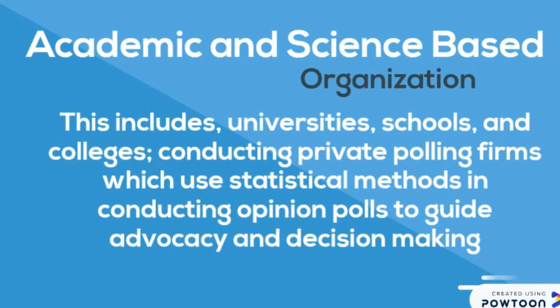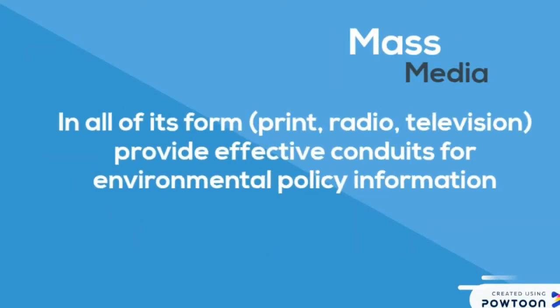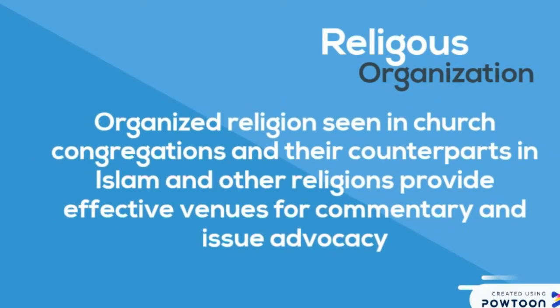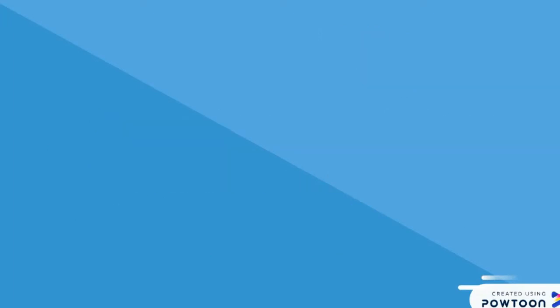Letter B. Mass media. In all of its forms, print, radio, television, provide effective conduits for environmental policy information. Letter C. Religious organization. Organized religions seen in church, congregation, and their counterpart in Islam provide effective venues for commentary and issue advocacy.